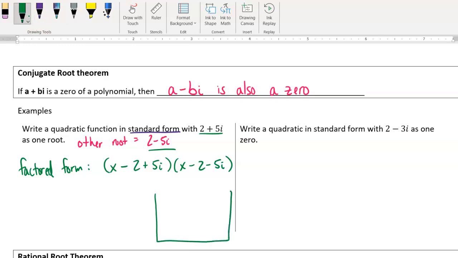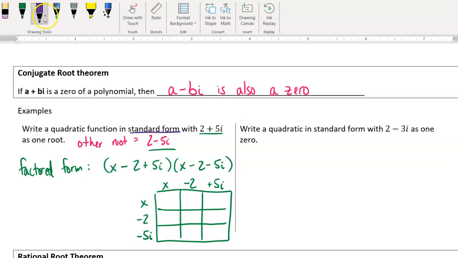So we're going to set up a 3 by 3 grid. We have x minus 2 plus 5i, and x minus 2 minus 5i. Now watch what happens. x times x is x squared, x times -2 is -2x, so far nothing too extravagant. When we multiply x times 5i, let's put the variables last, so we'd have 5ix, and then go to the next row. So -2 times x is -2x, -2 times -2 is a +4, and -2 times 5i would be a -10i.